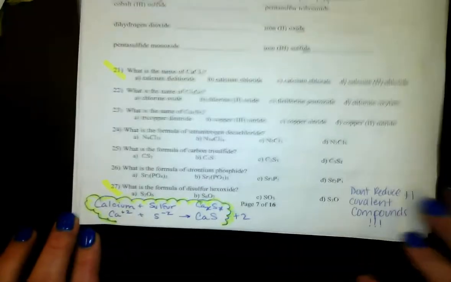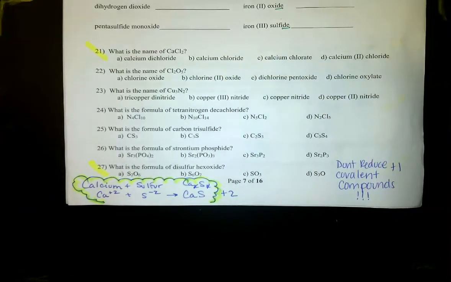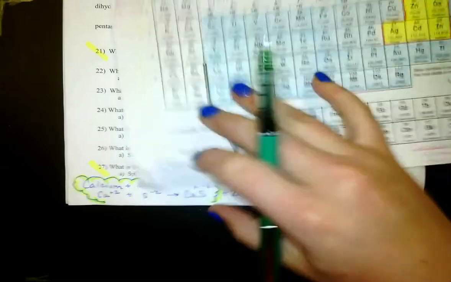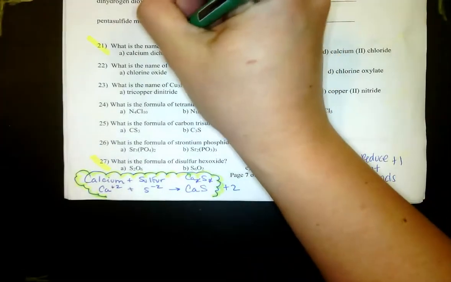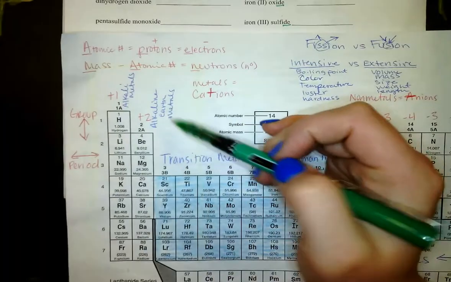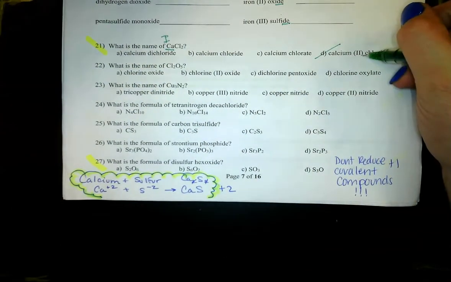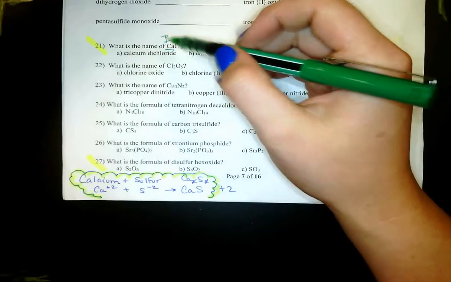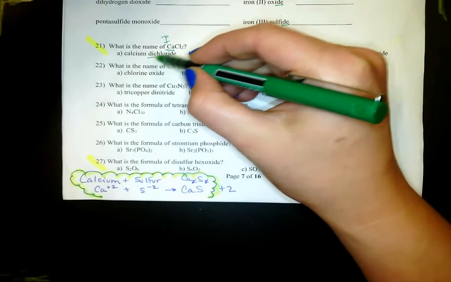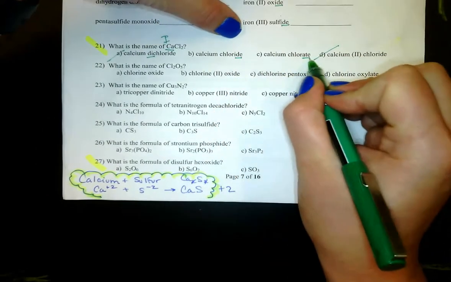All right, number 21. What is the name for CaCl2? Okay, calcium is a metal. It's over here in group 2. So this is going to be an ionic compound, and calcium has a designated charge, so I don't need a Roman numeral. So I'm going to get rid of that one right now because it has a Roman numeral. And since I said it was ionic, I do not need any kind of prefixes, so I can get rid of that one. So I just need to decide if it's chloride or chlorate.